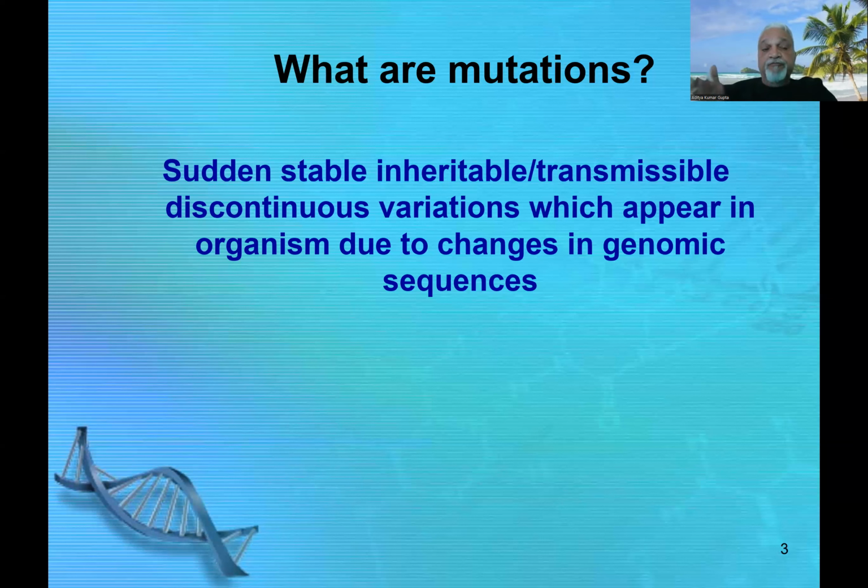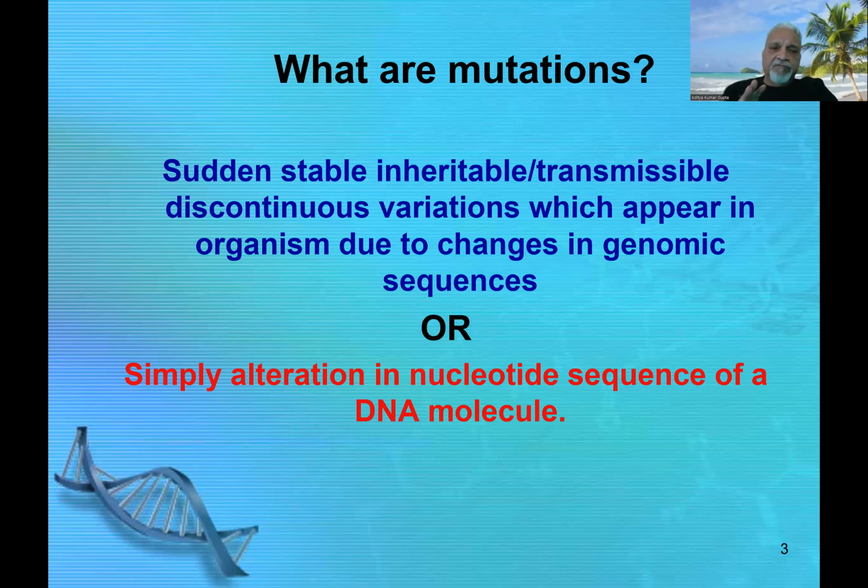variation which appears in the organism due to change in genomic sequence. Okay. Or simply you can say that it is the alteration in nucleic acid or nucleotide sequence of a DNA molecule. Now, what is the implication of the second definition? That we are simply trying to say that if there is a change happening in the nucleotide sequence of a DNA molecule, that is mutation.